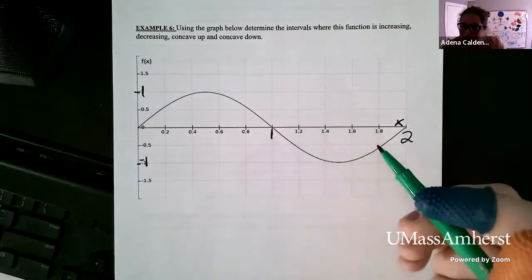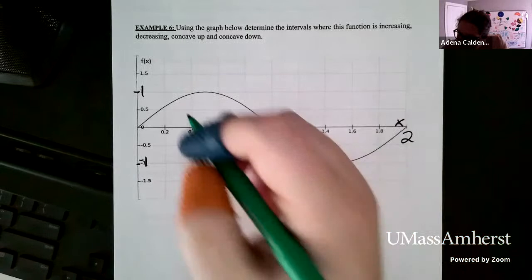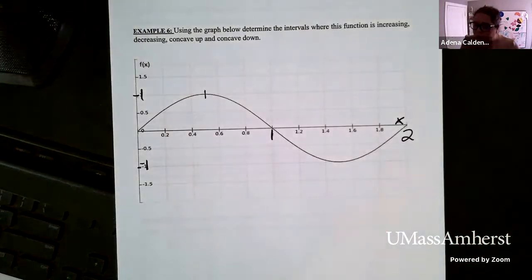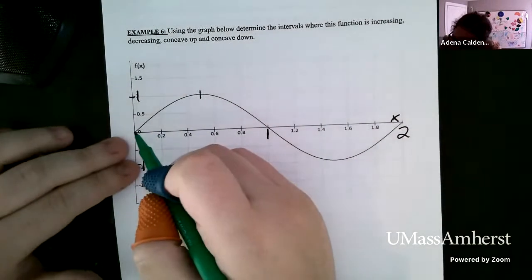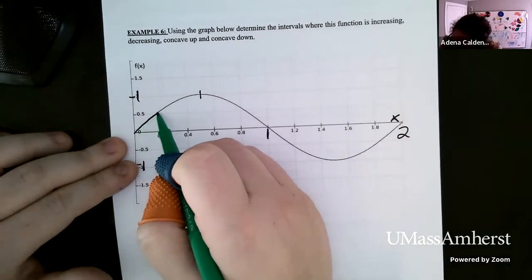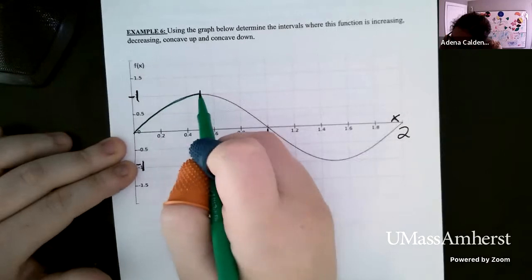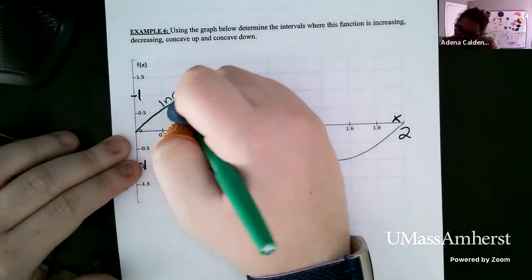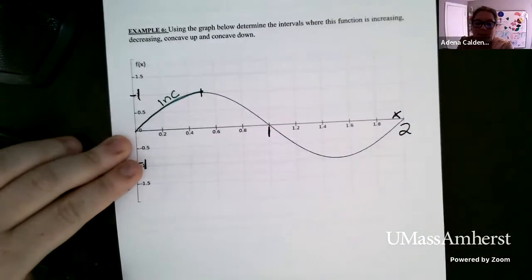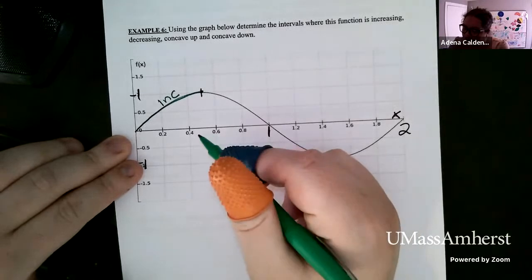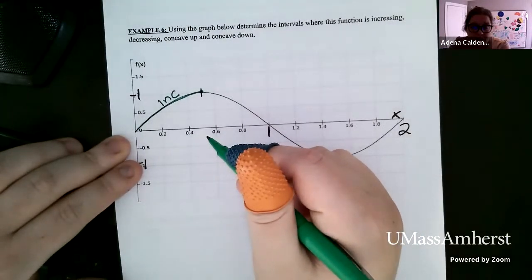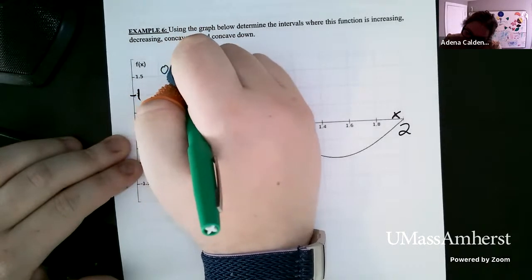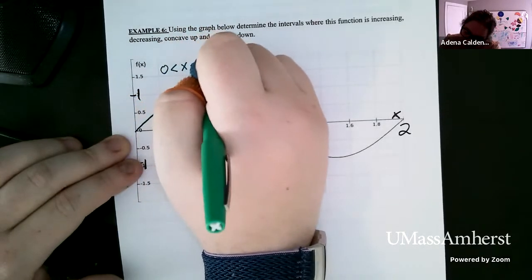So let's start with increasing and decreasing. So again, we're looking for where the graph goes up and where it goes down. So let's start with increasing. I notice here that my graph starts going in the upward direction till right about here. Okay, so here I am increasing. And if I was going to notate this, one of the things I notice is that this changes at about 0.5. So the way I'm going to do this is I'm going to write 0 less than x less than 0.5.